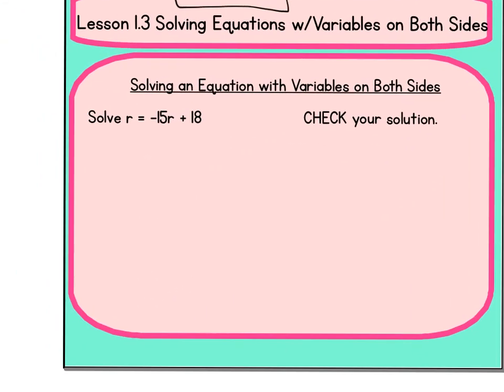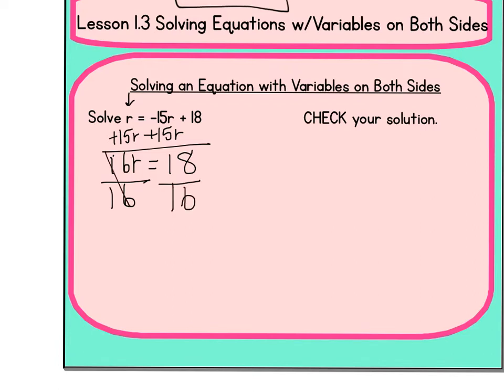The next one, we've got to get our r's together. Since the r is alone on the left-hand side, we're going to bring the others over. We're going to add 15 r's to both sides, which gives us 16r equaling 18. We've got to divide both sides by 16. R is going to equal, 16 goes into 18 once, with 2 leftovers, which is the same as 1 1/8.